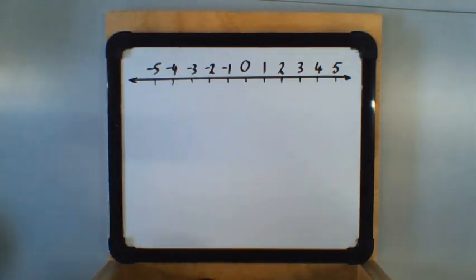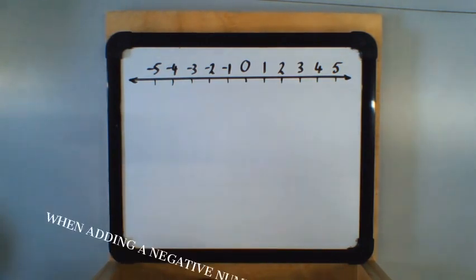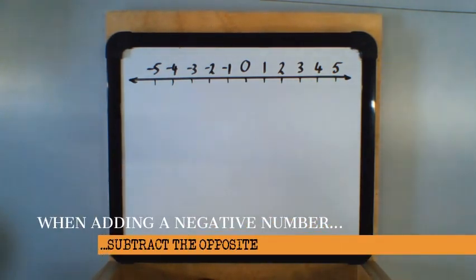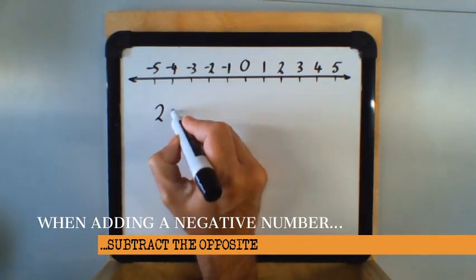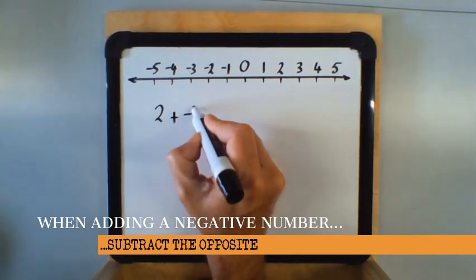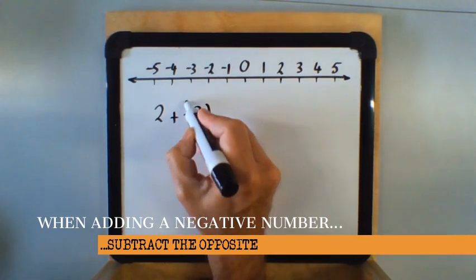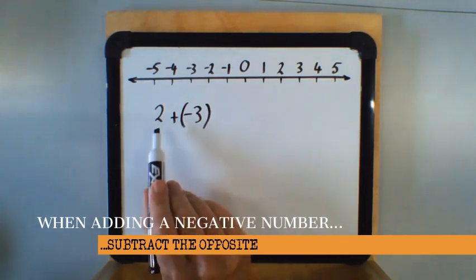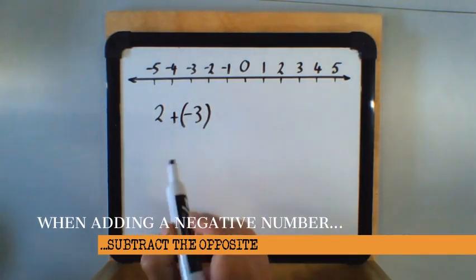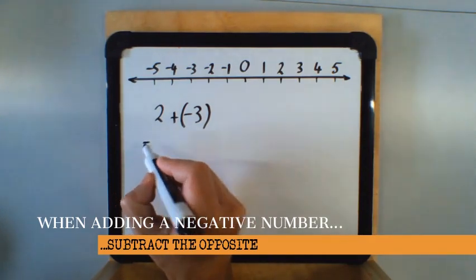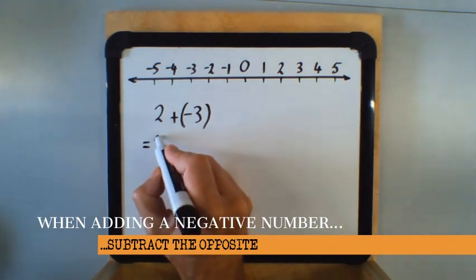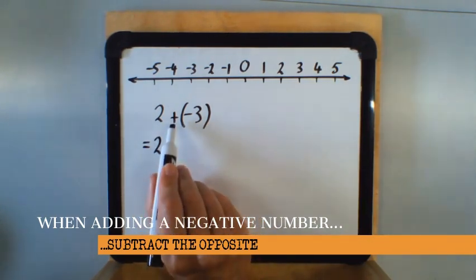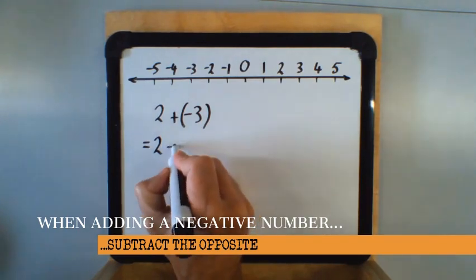Adding a negative number. When we add a negative number, it's the same as subtracting its opposite. So, if we consider 2 plus negative 3, I'll put parentheses around it so it's a bit clearer. So 2 plus negative 3. I'm adding a negative, so I subtract the opposite. I still start at 2, and instead of adding, I'm going to subtract.